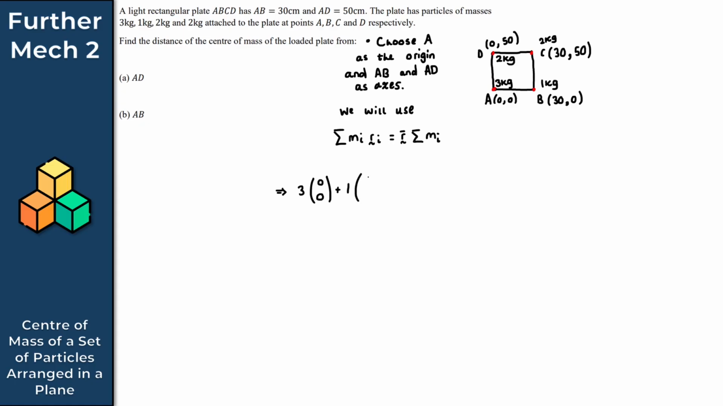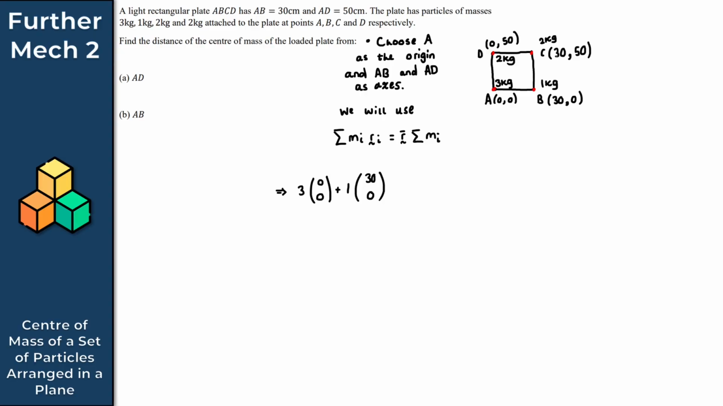So 1 times (30, 0). Now clearly, I don't really need to bother writing down the 1 here, but I'm going to do it anyway just for the sake of completeness. But in your exam, feel free to just omit that as you go.